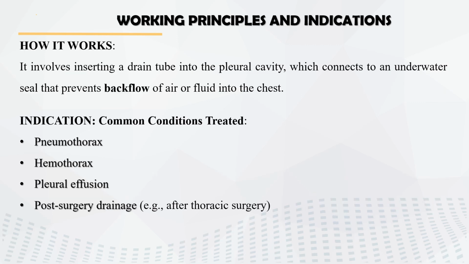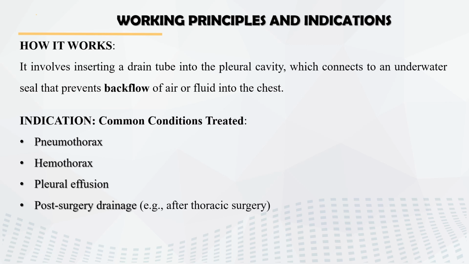What then is the working principle of the underwater seal drainage? We'll be looking at the working principle and then the indications. How does it work? It works by inserting a drain tube into the pleural cavity, which connects to an underwater seal externally and prevents backflow of air or fluid into the chest.